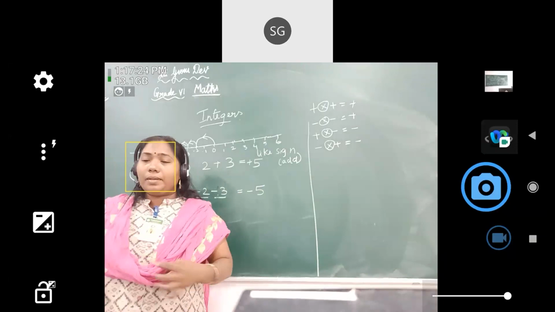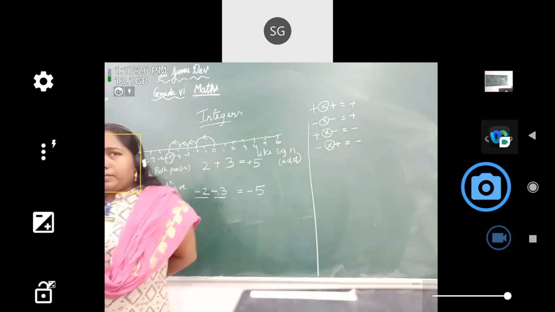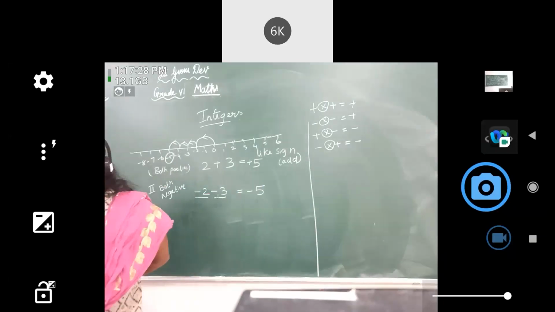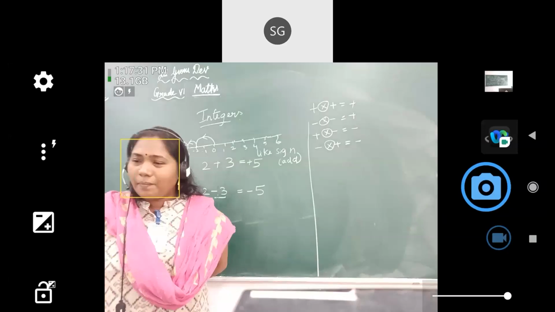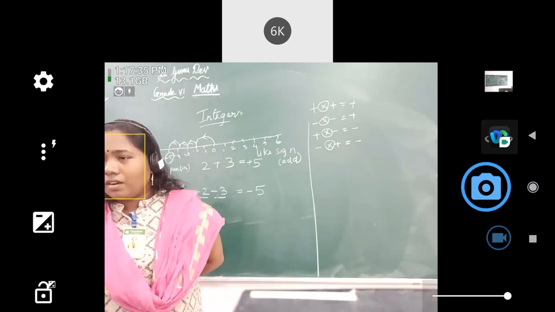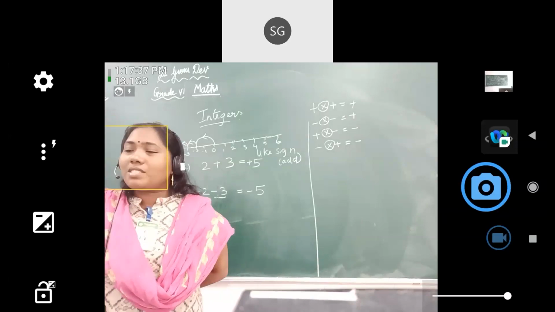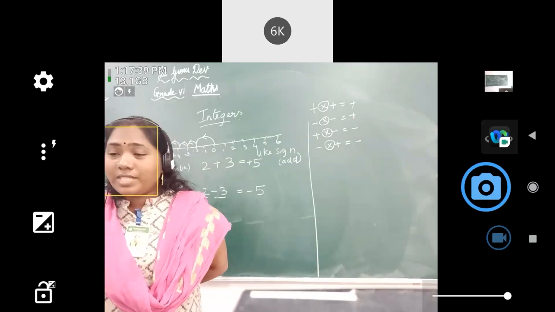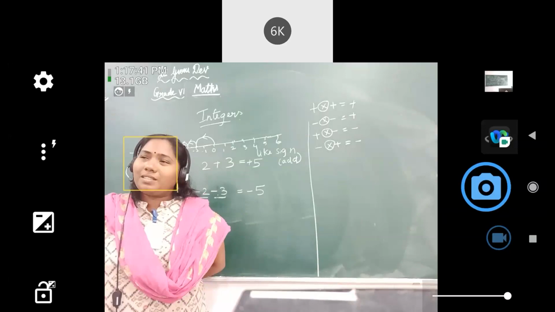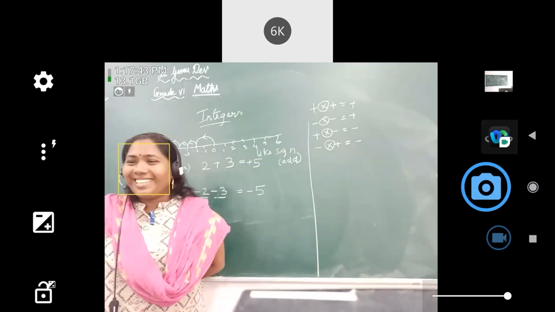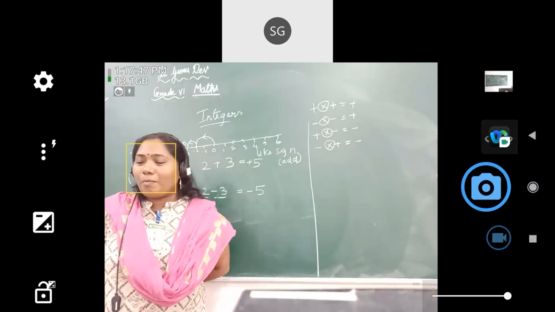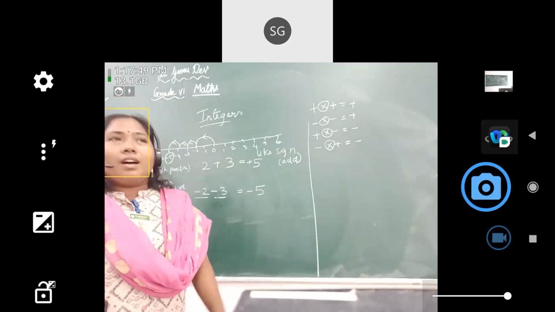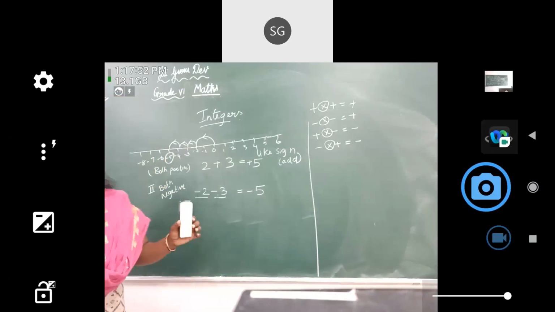Yeah, tell me. Ma'am, what if one sign is positive and another one is negative? Who is asking this? Who asked me this doubt? Vastika. Vastika, wait, ma'am. I know how to teach. That's why I told you please wait, because some of your doubts may make the other children get confused.